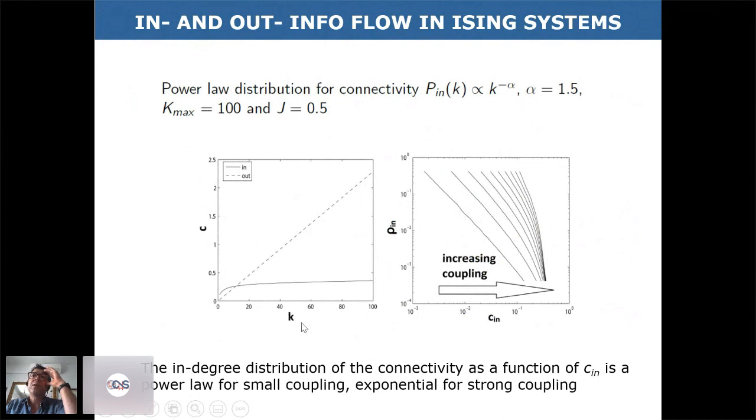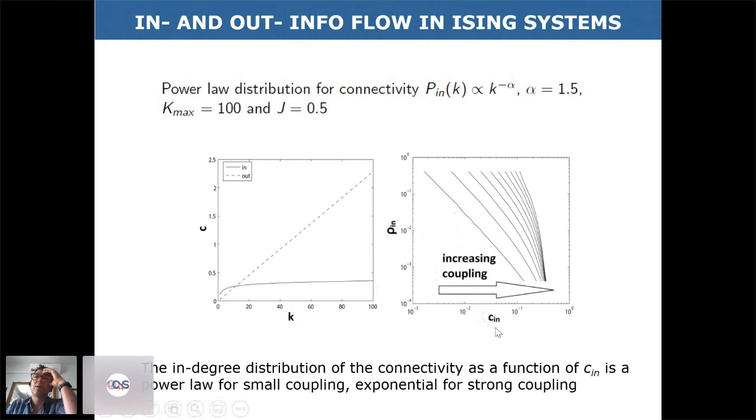Here we have, as a function of the degree k, the connectivity: the incoming connectivity and the outgoing connectivity. The outgoing connectivity grows with k. On the other hand, the incoming connectivity reaches a certain threshold at a certain point and stays more or less constant.